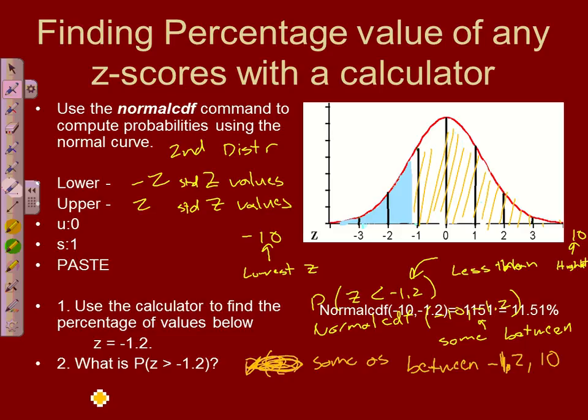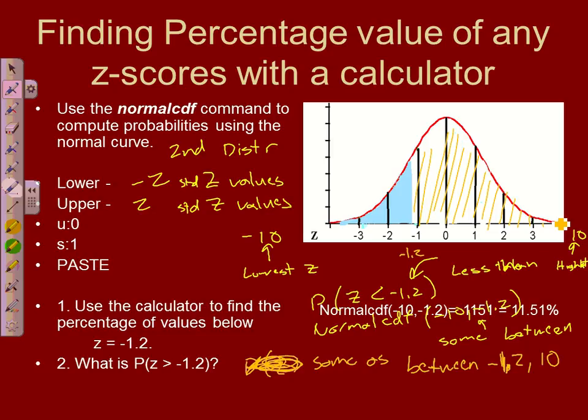Okay, do we all get 88.5 in our calculators? Lower. That's our bottom. Upper is our top. Small value, large value. If I wanted values lower than negative 1.2, I say it's the same as between negative 10 and negative 1.2. If I'm talking about greater than negative 1.2, I say that's the same as between negative 1.2 and 10. So negative 1.2 is your lower, 10 is your upper.